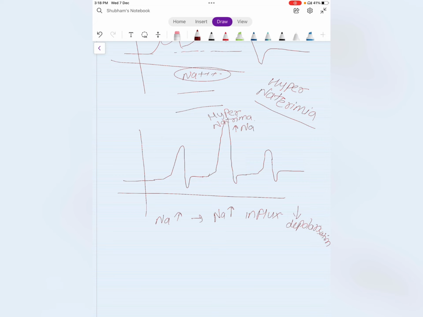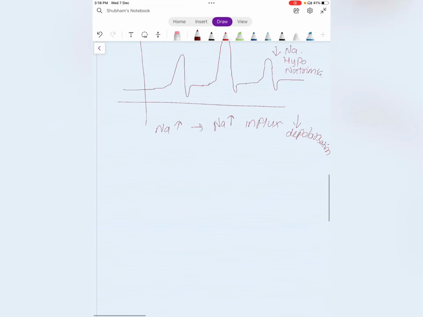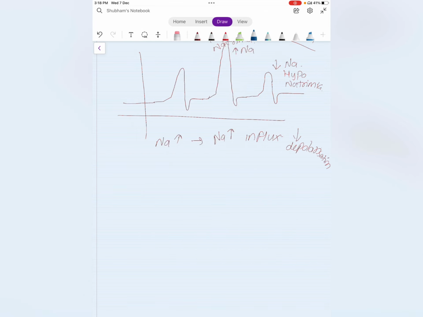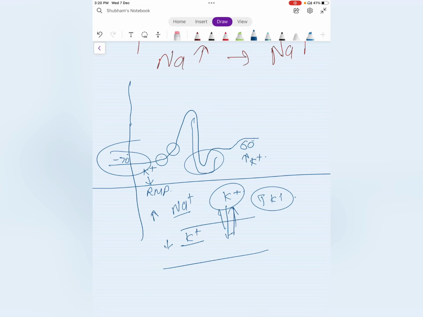Less sodium, hyponatremia, right? What happens when you have more potassium? Then what does potassium do? What does potassium do? This is normal, right? 60. If you have less, then it will become 80. Less potassium becomes 80, right?